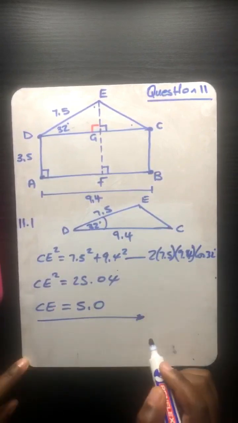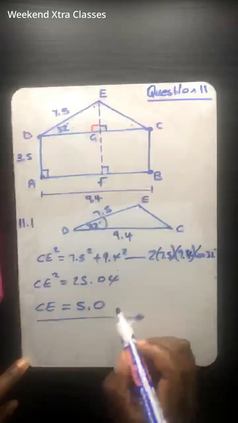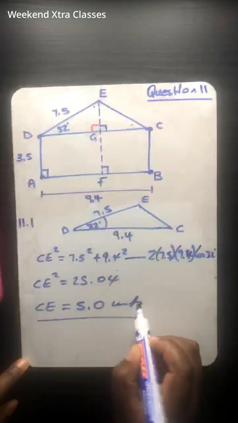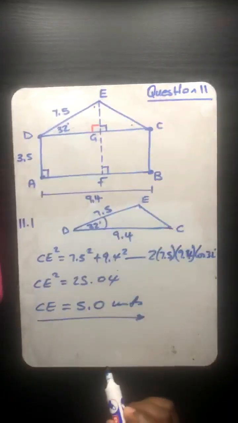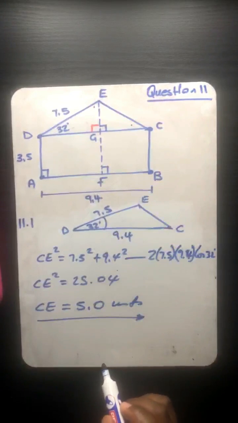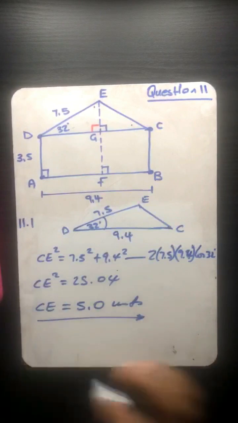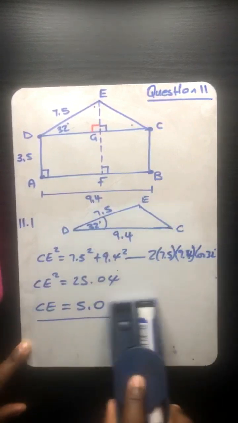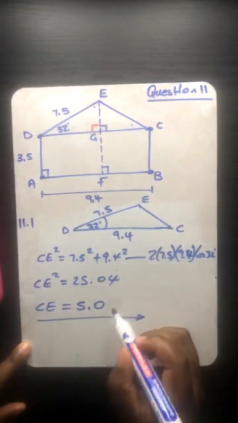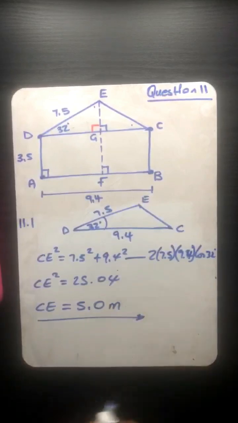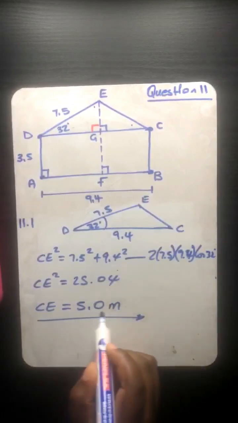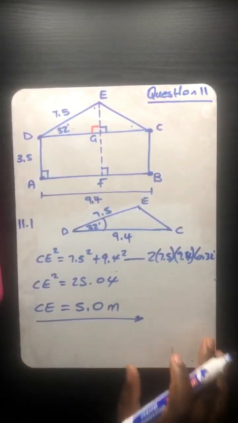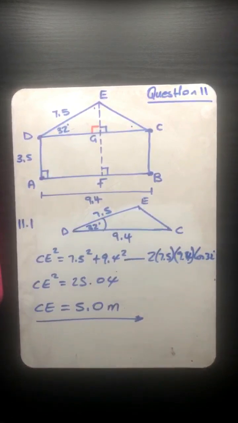So that means you're going to say 5.0. What is it? It's units. So is it units or what? I think they've given us units. Oh, they said it's in meters. So those dimensions are in meters. So don't say 5, but say 5.0 units or 5.0 meters.